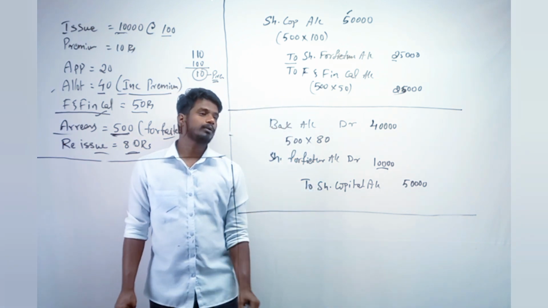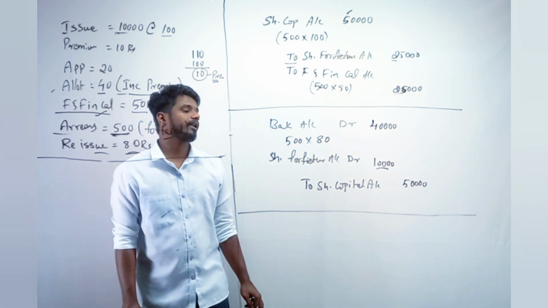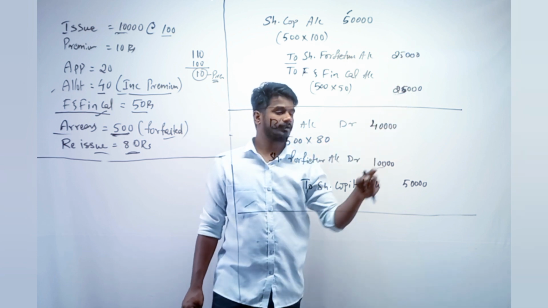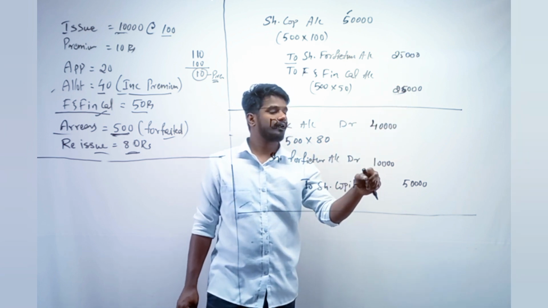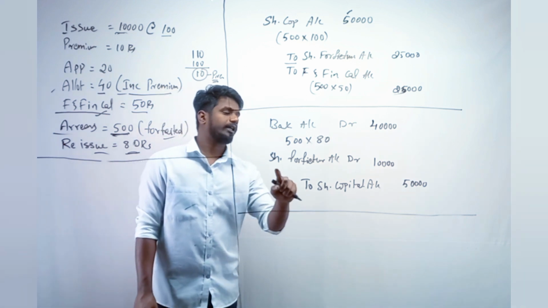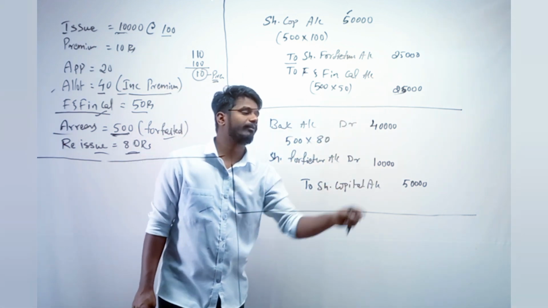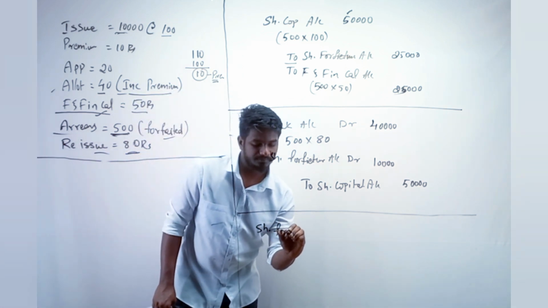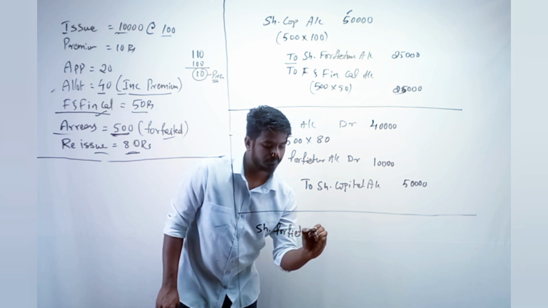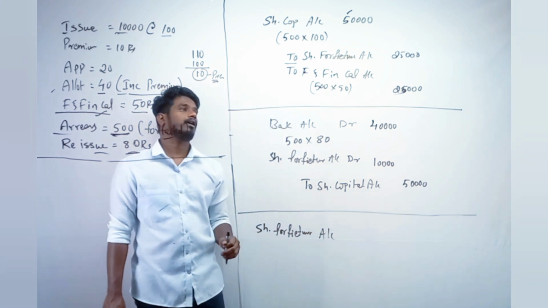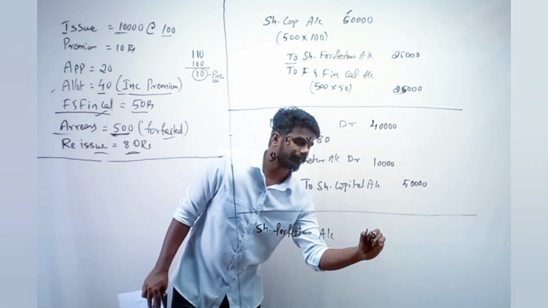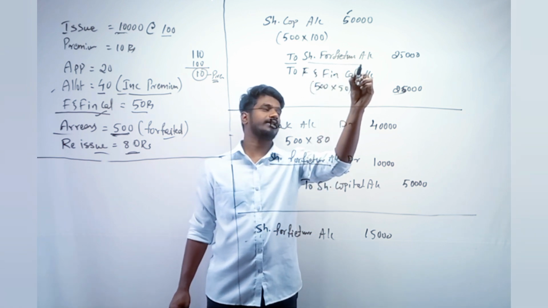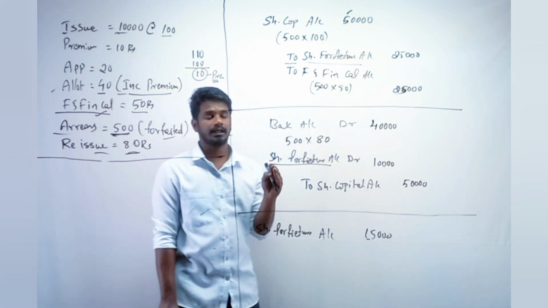Correct. So the last entry will be this: we have taken some amount from this 25,000 and used it for the loss on reissue. Correct. So it is 10,000. Just minus these two, the remaining balance will be 15,000. So share forfeiture account. In the share forfeiture account, how much balance will we have? 15,000, which is this forfeiture minus this forfeiture. The remaining balance is 15,000.